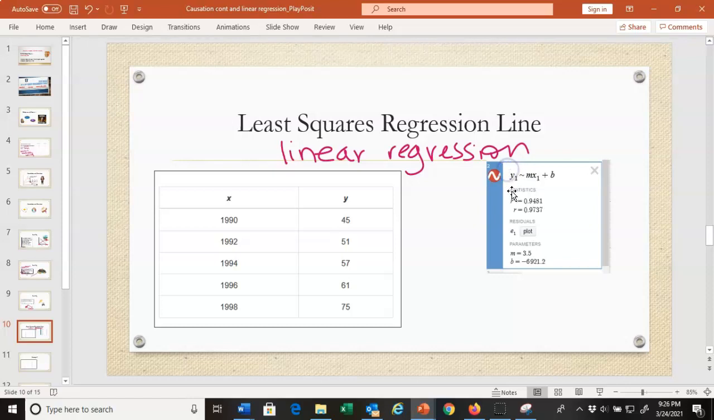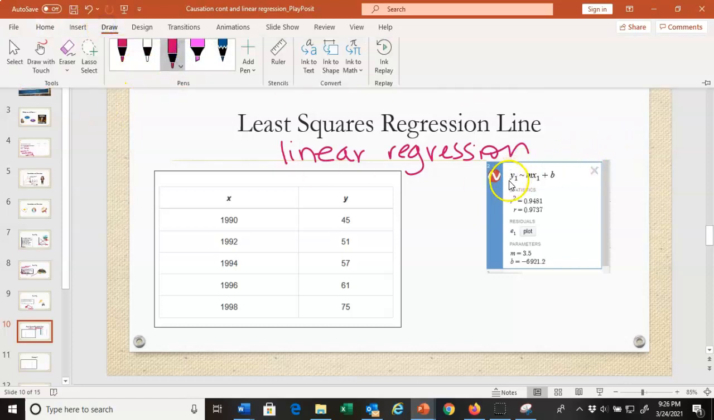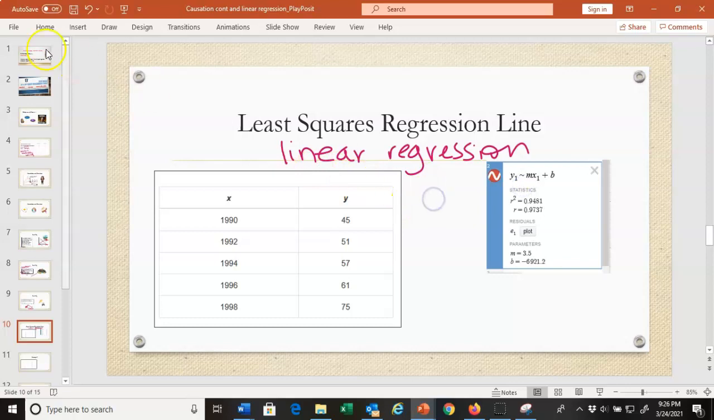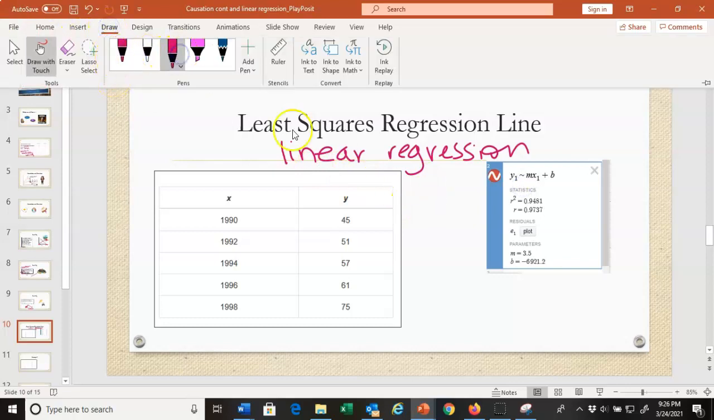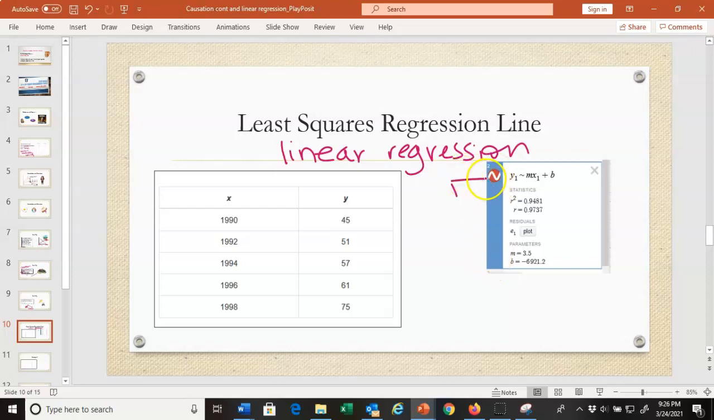So here's, oh, is it going to let me write on top of it? Nope. Okay, there's our least squares regression line, and all we have to do is plug in the values that it gave us. So we're going to have y equals m, 3.5, x plus b, 6921.2. And you'll usually see this with a little hat above the y, and that just tells you that this is a prediction line. It tells the reader that this is a regression line.